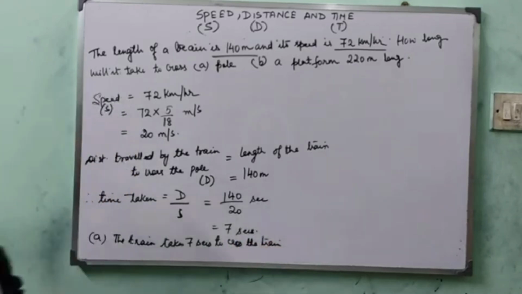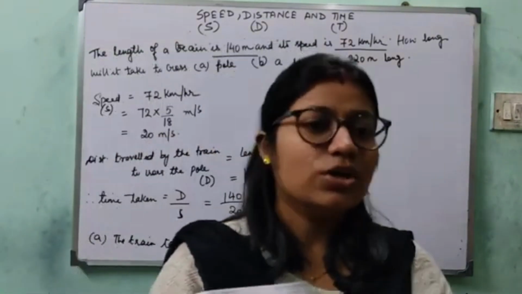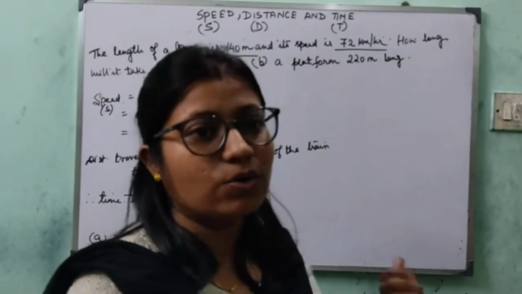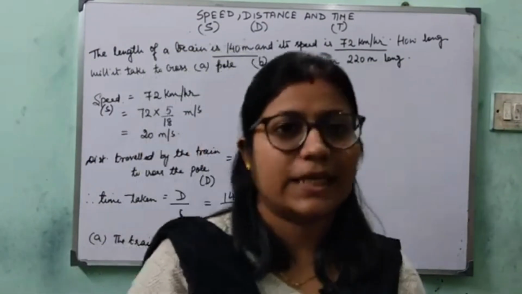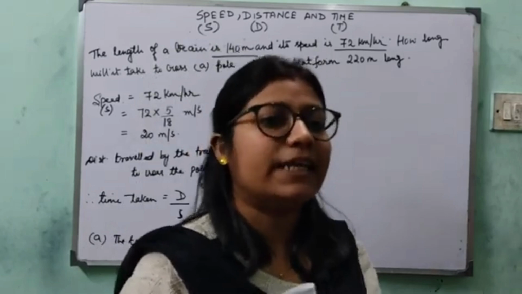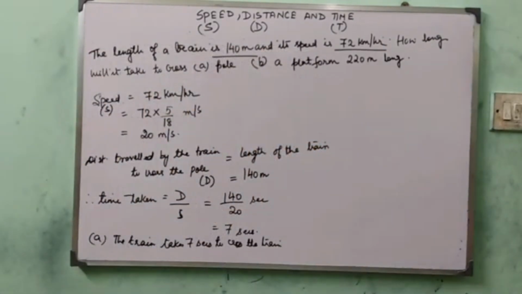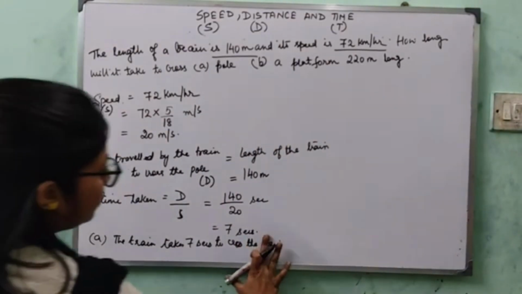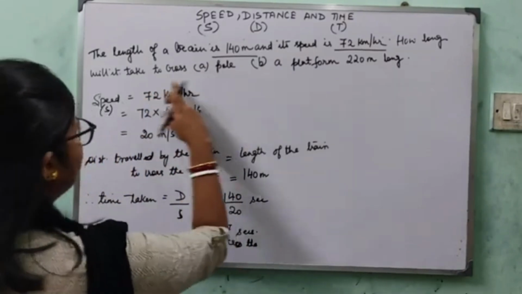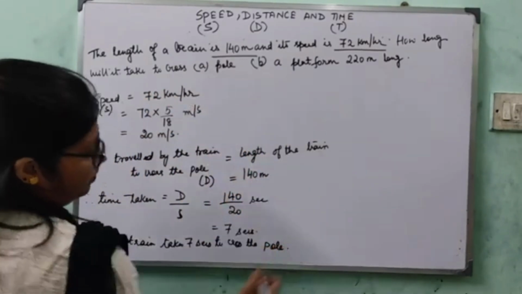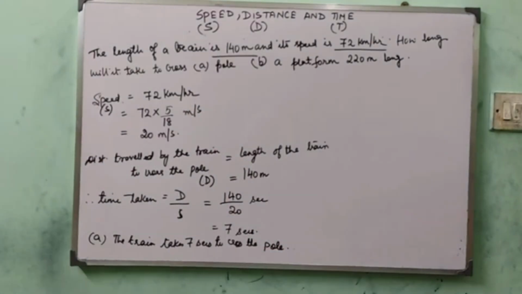Now I'm repeating once again, those who have no idea about how this multiplication of 5 by 18 is taking place, please do refer to my previous video so that you can understand. It's very clearly explained in the previous video of this chapter. Now this is the first part, that is the train takes 7 seconds to cross the pole. Okay, this is the first part done.